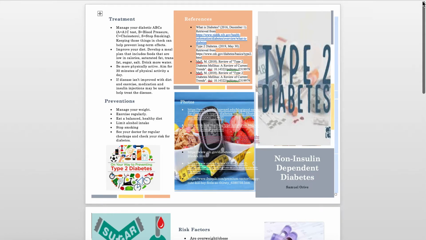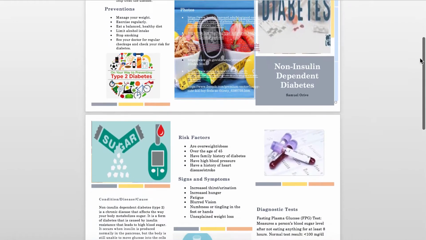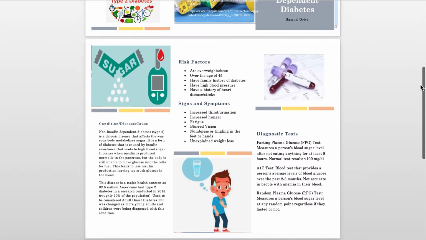I'm Samuel Uribe, and my topic was non-insulin dependent diabetes, also known as type 2 diabetes. So, this condition is a chronic disease that affects the way your body metabolizes sugar. It is a form of diabetes that is caused by insulin resistance that leads to high blood sugar.